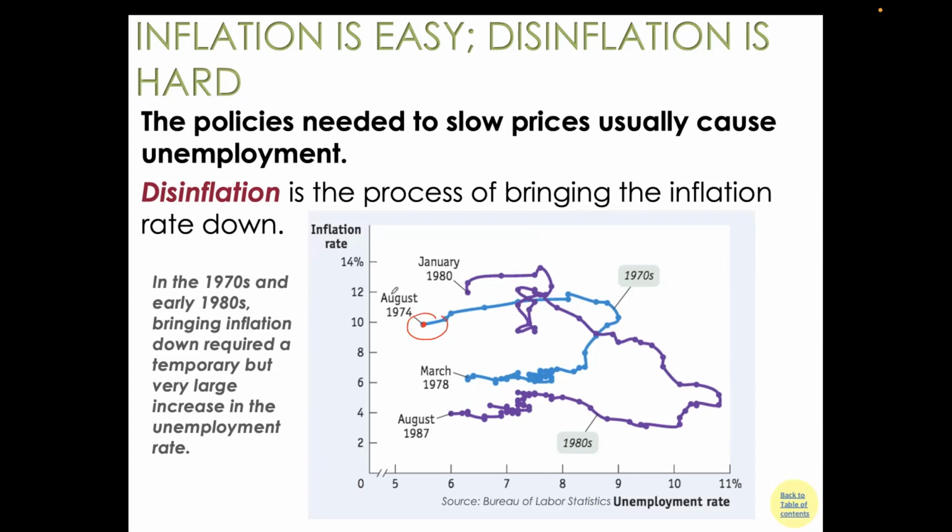Say, for example, this dot is August 1974. This dot tells you the state of our economy in August 1974 in terms of labor market and inflation. If I ask you for one sentence to summarize the state of the economy in August 1974, just based on this diagram, what would you say? Inflation really high, unemployment very low.